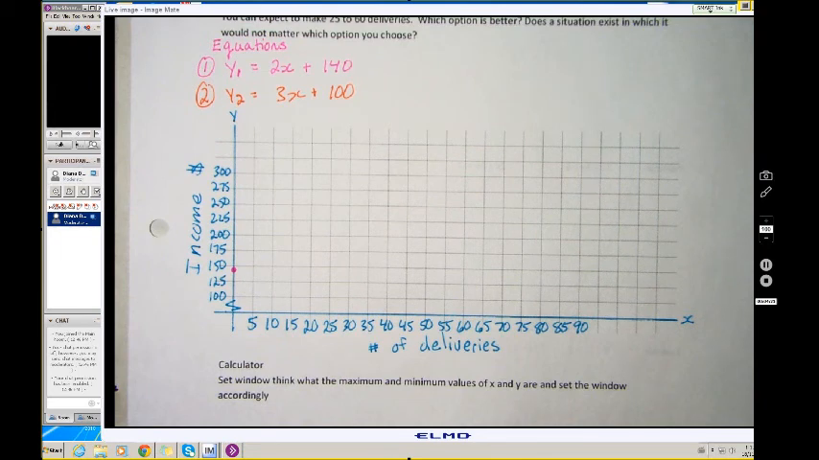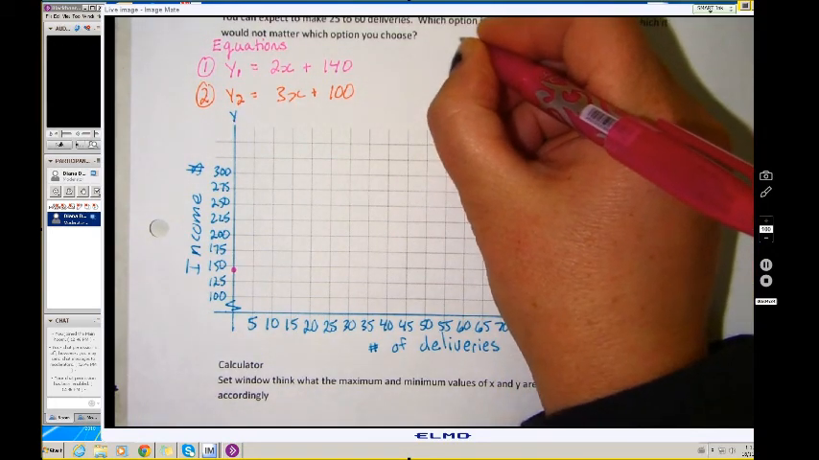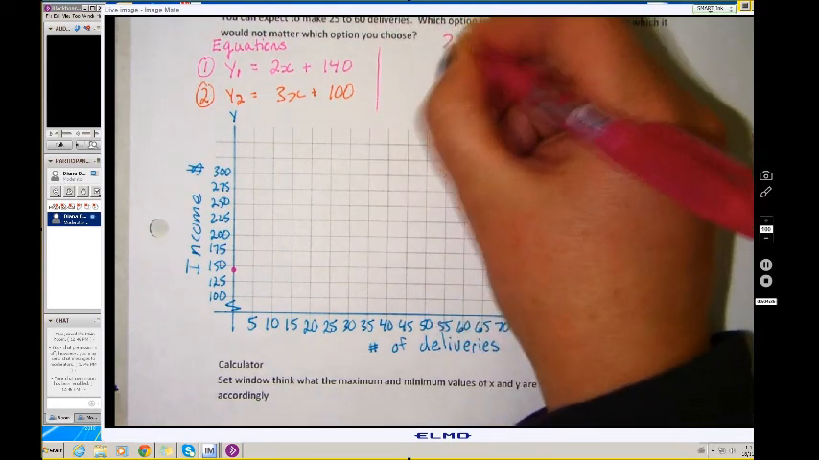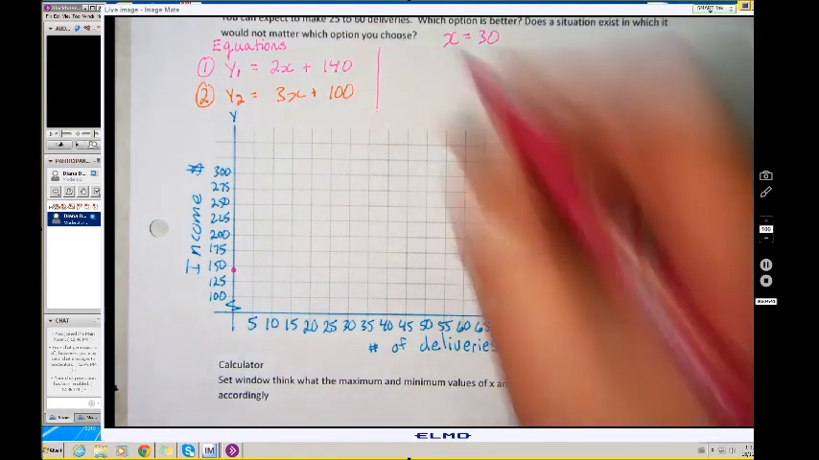What if I said x was equal to 30? Could I find out what y is? And then I could just plot that. And then I have 2 points and I could draw my line. Well, it just makes it a little bit easier when you're dealing with this situation. So I'm just going to make my x equal to 30, and I'm going to solve it for each equation.